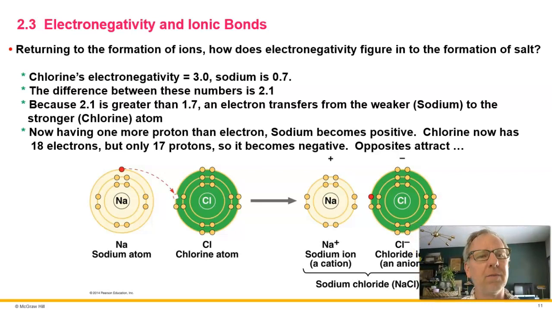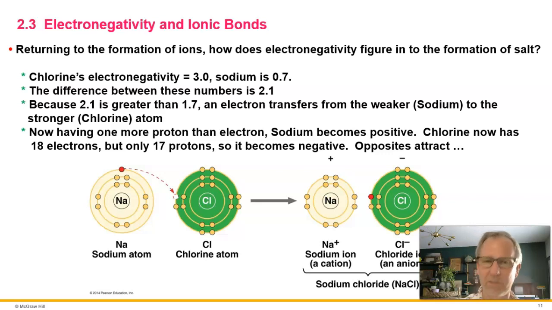So let's begin with chlorine. Its electronegativity is 3. Just saw that on the last slide. And sodium is 0.7. It's actually 0.9. I got a typo on here, 0.9. So the difference between those two numbers, if you subtract 0.9 from 3, the difference is 2.1.